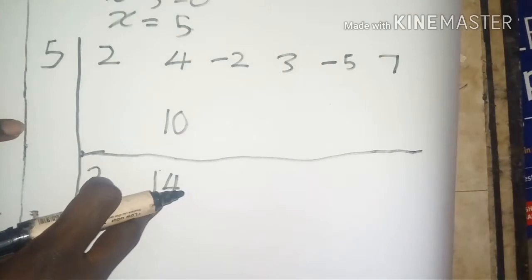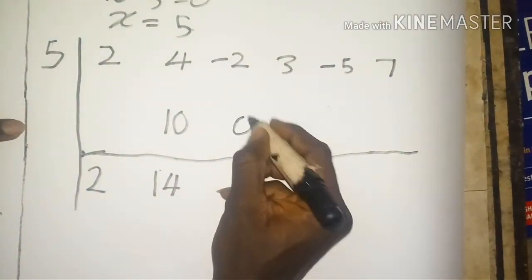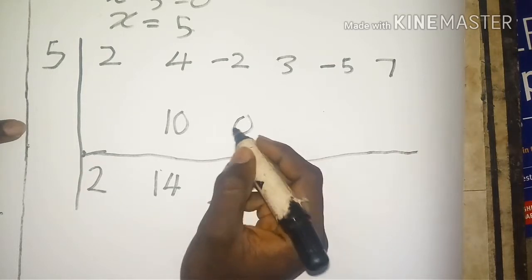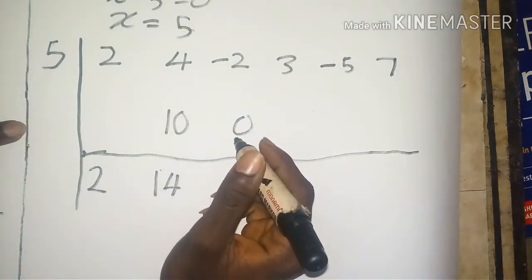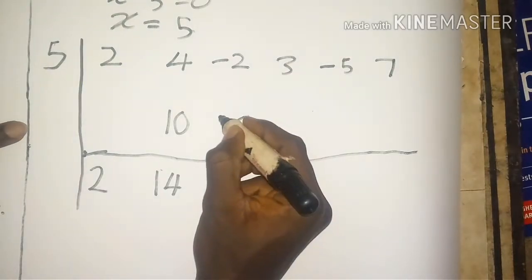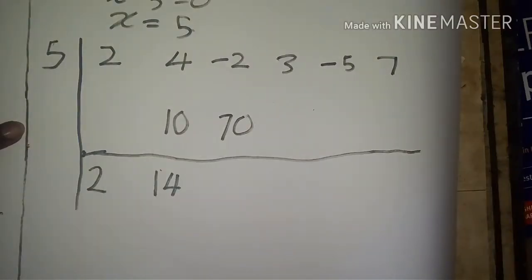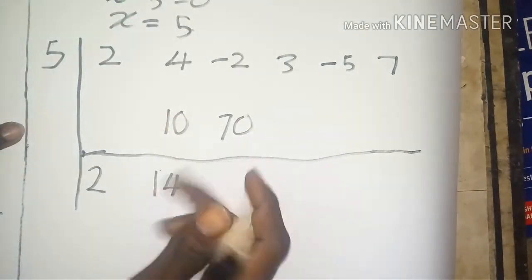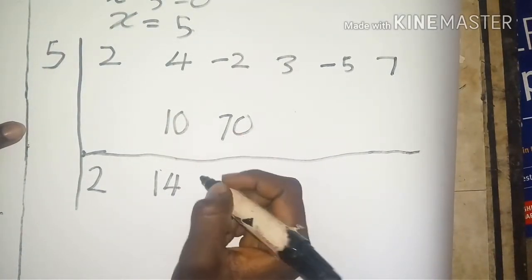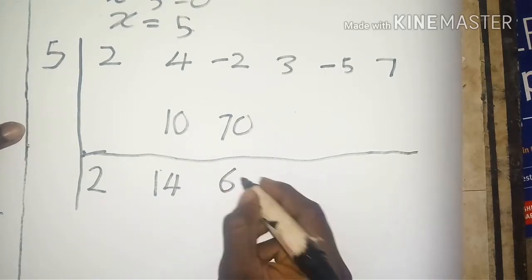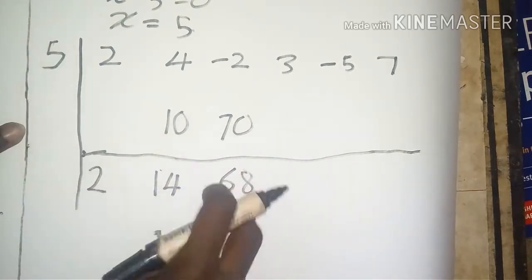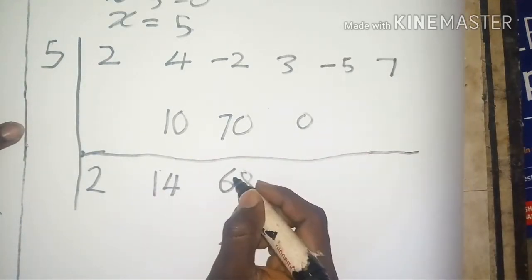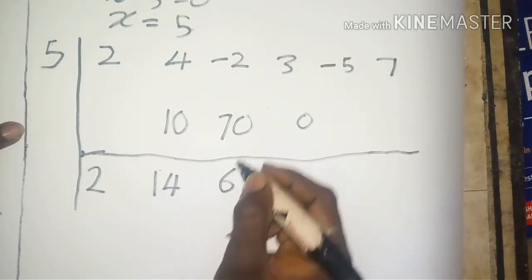5 multiplied by 14 is 70. When you add negative 2 to 70, that is 70 minus 2, that will be 68. 5 multiplied by 68, that is 5 times 8 is 40, 0, 4, 5 times 6 is 30, 340.